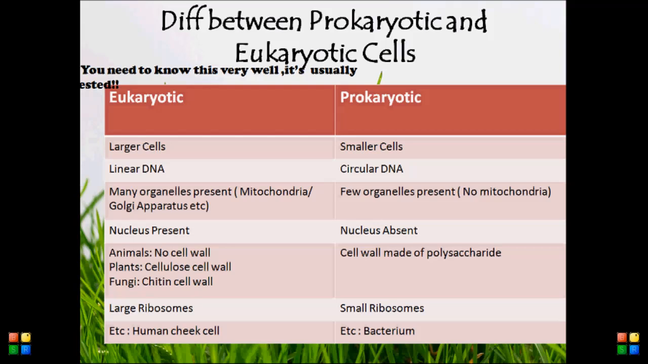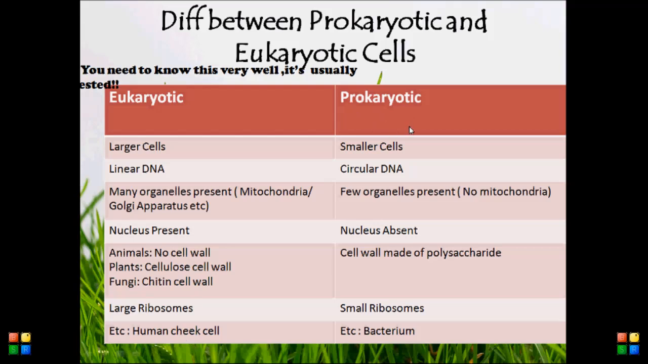The cell wall: animals do not have a cell wall. The plant cells, their cell walls are cellulose, and the fungi, their cell walls are chitin. They have very large ribosomes. And an example of a eukaryotic cell would be human cheek cell.